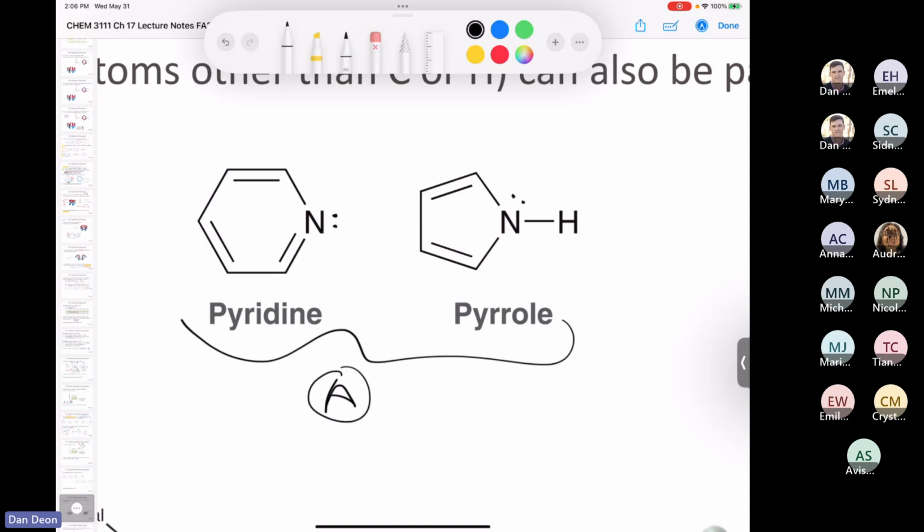Now before we take the break, I'm going to tell you that in pyridine, the lone pair has nothing to do with aromaticity, but in pyrrole, the lone pair is required for aromaticity. Okay, it's involved in aromaticity. So again, we're going to come back after the break and take a look at that.